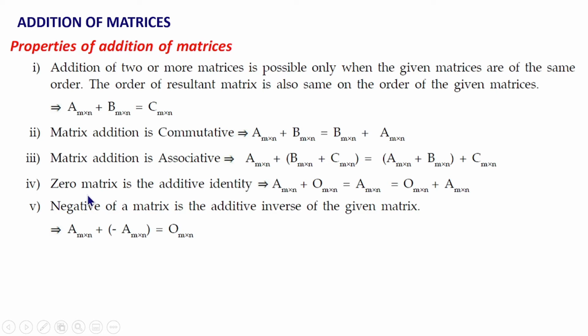And then similar to the additive identity in real numbers, which is 0, here the 0 matrix is the additive identity. That is, if we add the 0 matrix to any matrix, we get the same matrix. So A plus O is equal to A equal to 0 matrix plus A. Then the next one is negative of a matrix is the additive inverse of the given matrix. So if we have A, the additive inverse of A is negative of A, so that when we add a matrix and its negative, we get the 0 matrix.